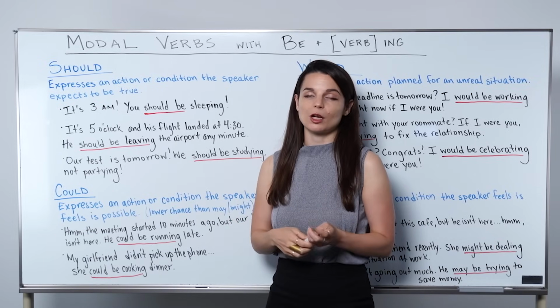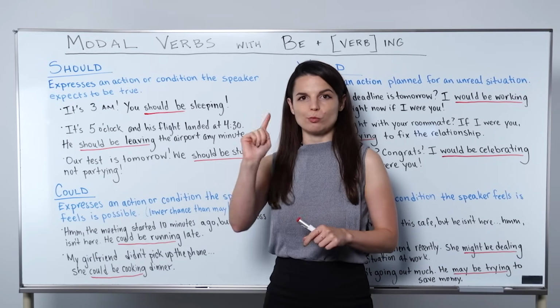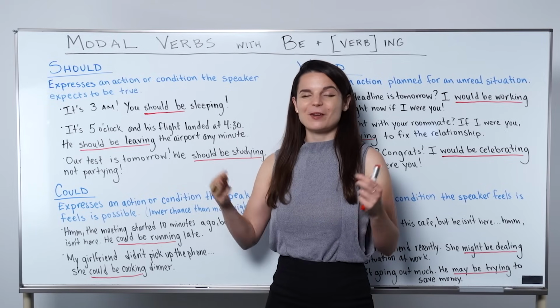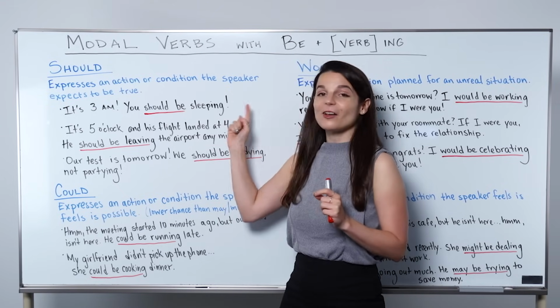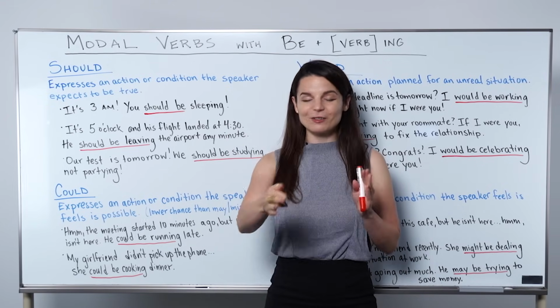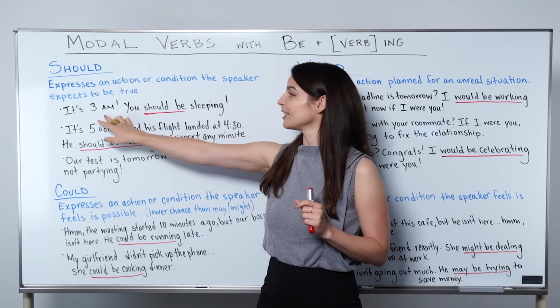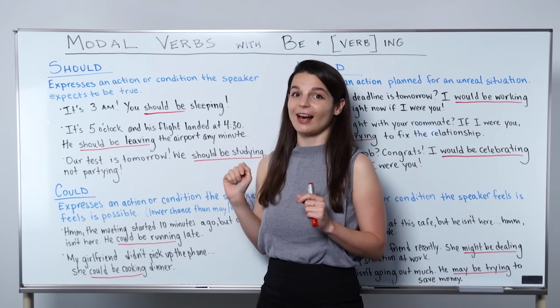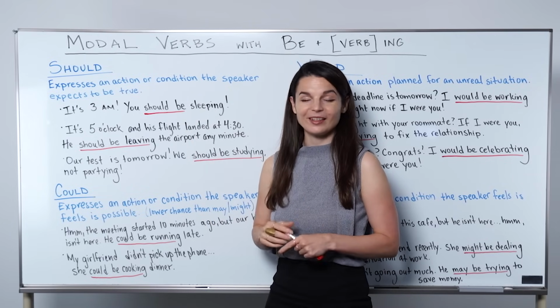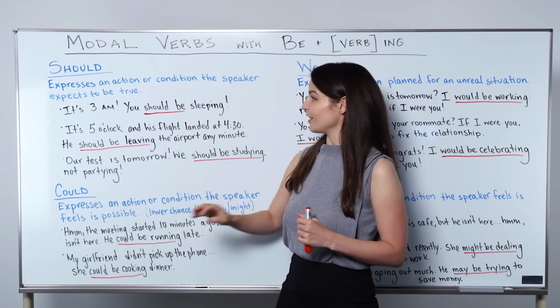You might also hear people say something like, you should be asleep. That's also correct. But using this pattern is also quite common. Right now, you should be sleeping. It's 3 a.m. This is the expected action at this point in time. Let's look at another example of this.